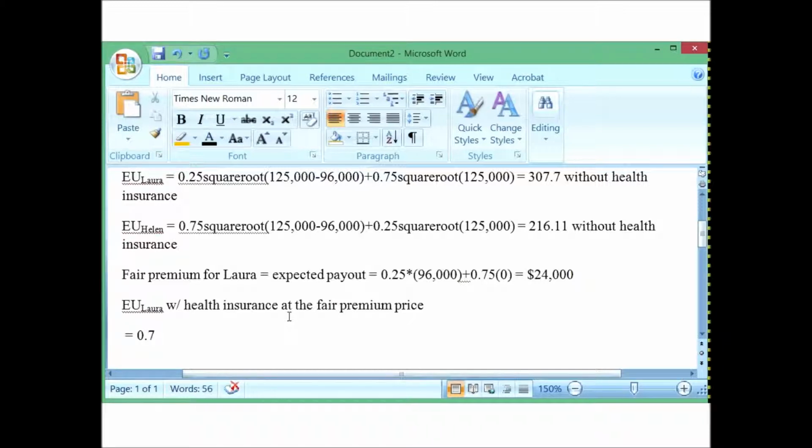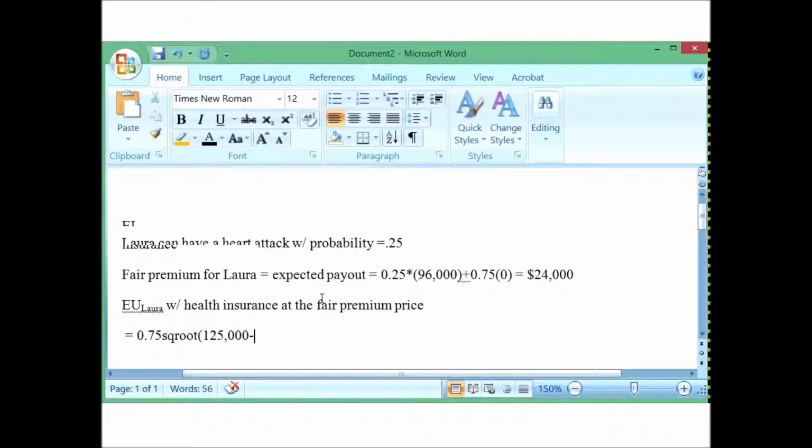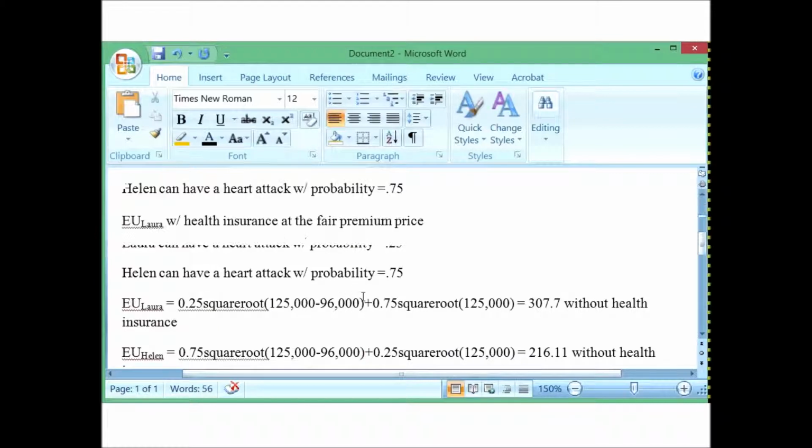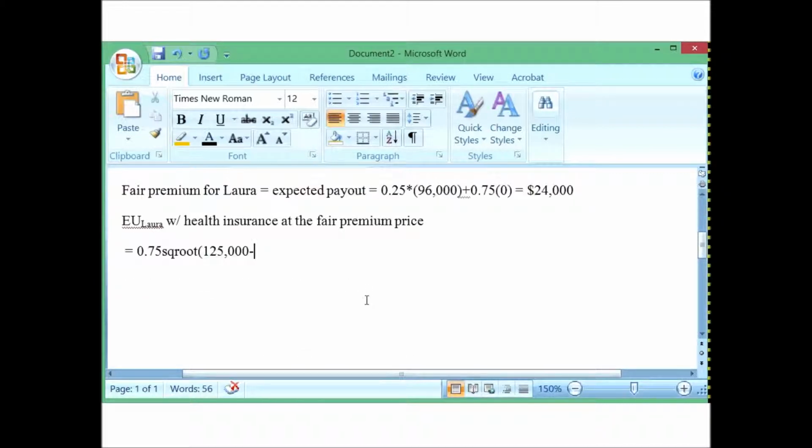There's a 75% chance that Laura gets sick. So in this case, I'll abbreviate. Her expected utility would be 0.75 times 100 times the square root of 125,000 minus, but then in this case, maybe I should explain it like this. She'll get sick, so she'll make a loss of 96,000.